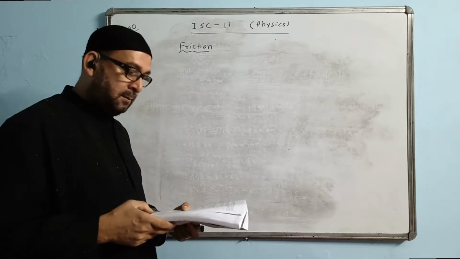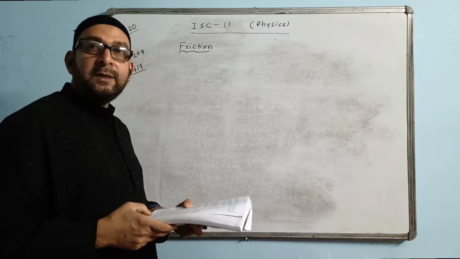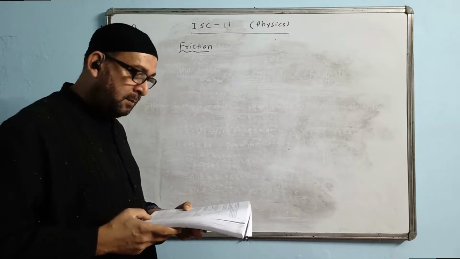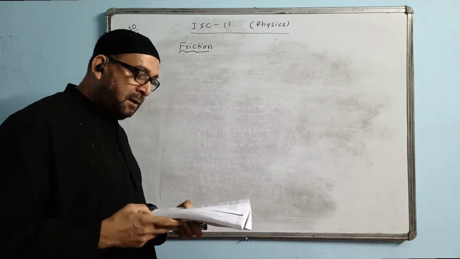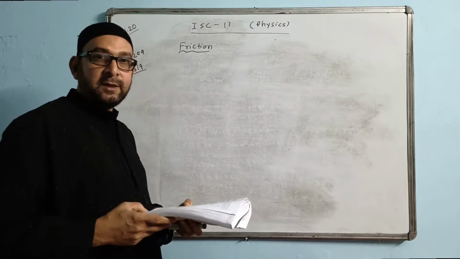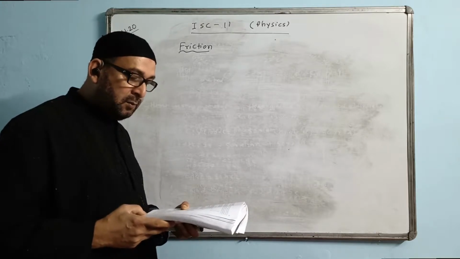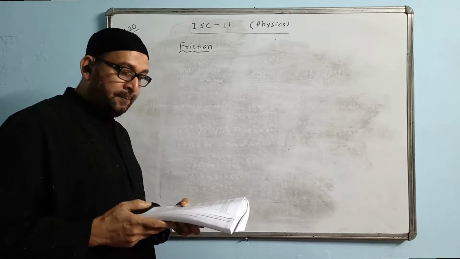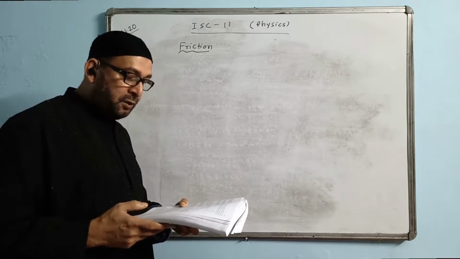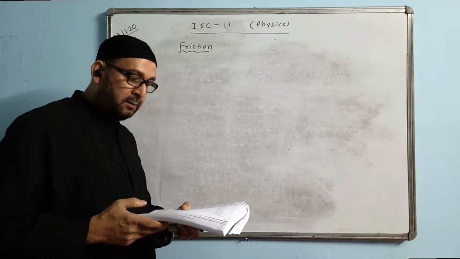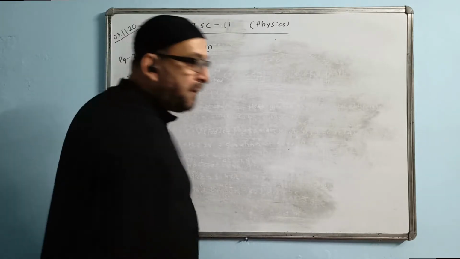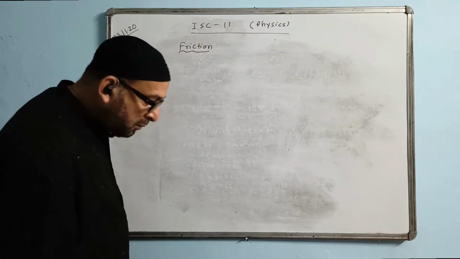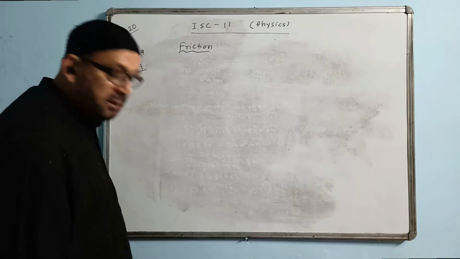Part A: what is the acceleration of the system? And in which direction will it move? And part B: what is the force of friction on the block of mass 3m? You have to find the force of friction on the block of mass 3m.